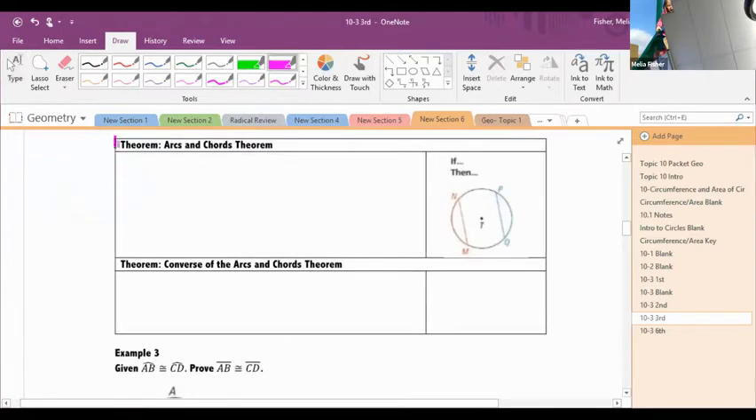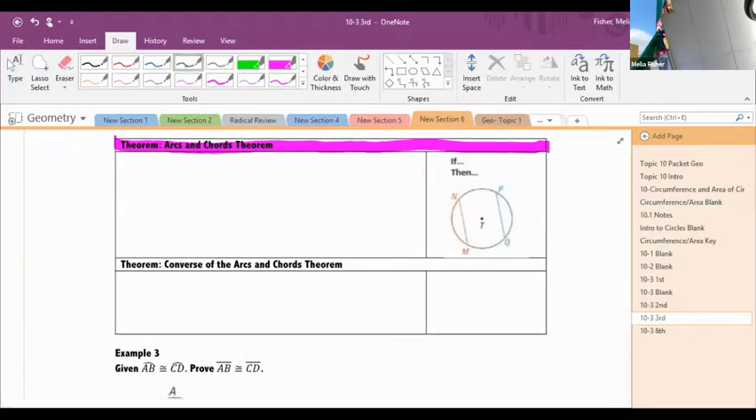We are going to jump to the next theorem to plug in. And this is the arcs and chords theorem.